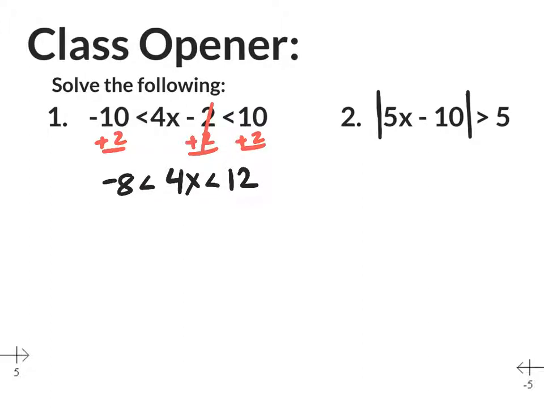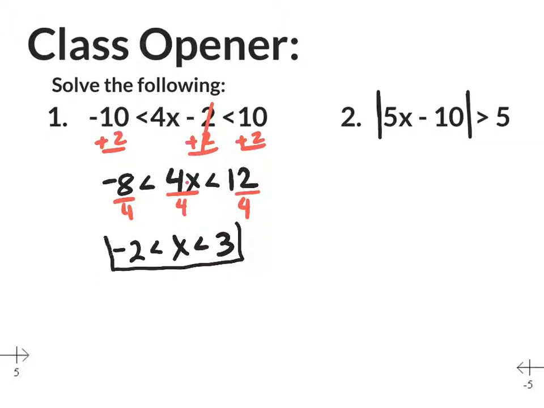My final step is to divide by 4, divide by 4, divide by 4. Now I really do have my final answer here. Negative 2 is less than x, which is less than 3. And this is your compound inequality answer. Do you have to graph it on the test? Well, if I put a little number line for you right there, you have to graph it.